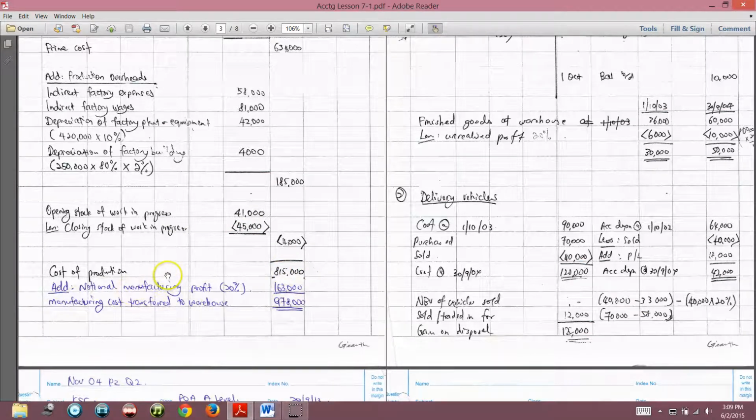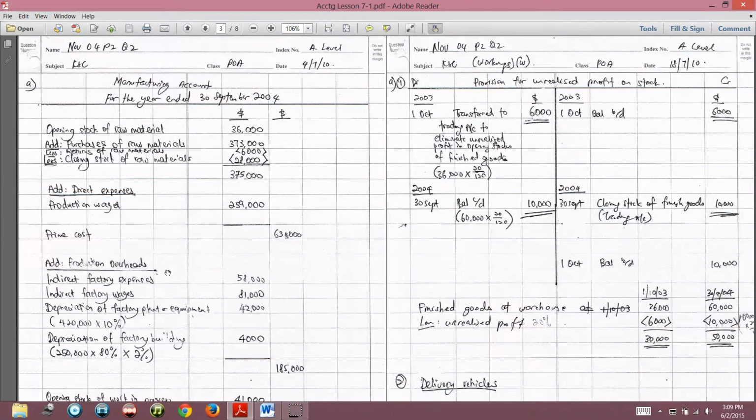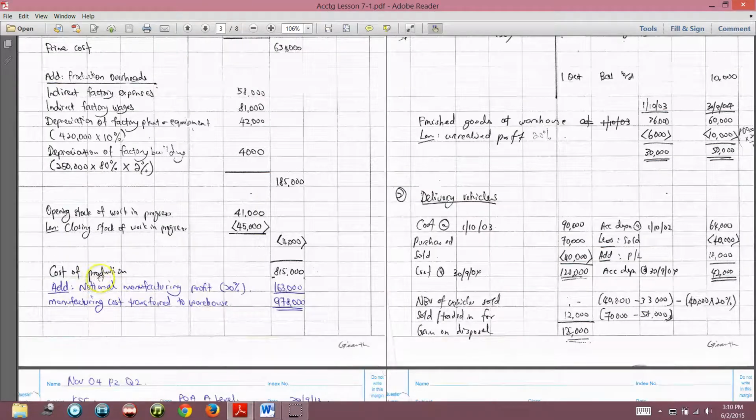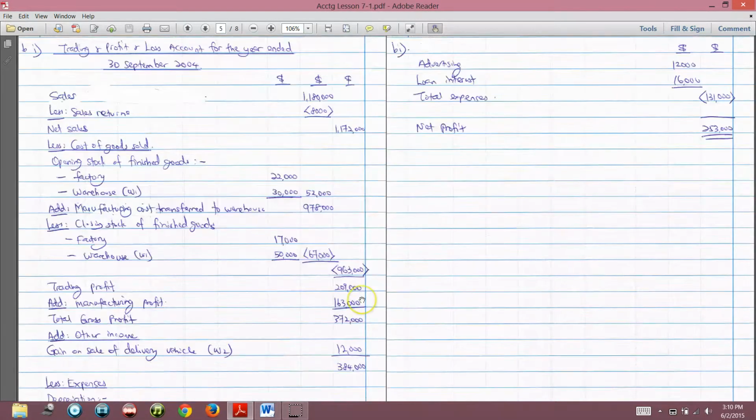Okay, so why don't we leave this one? So we have cost of production, then we hold on first, because I will explain to you the easiest number first. Okay, then we go to the more difficult one. Then we come to this one, trading and profit and loss account.